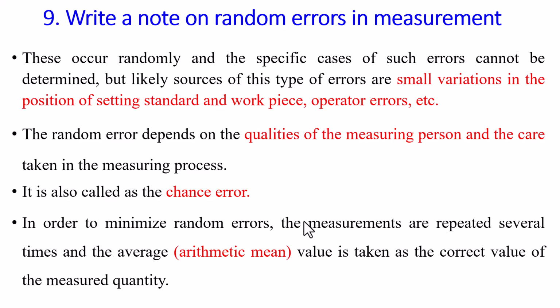In order to minimize random errors, the measurements are repeated several times and the average, that means the arithmetic mean value, is taken as the correct value of the measured quantity. So to reduce random errors, we take a number of readings, for example 3 or 4 readings, and take the arithmetic mean to get the exact value.